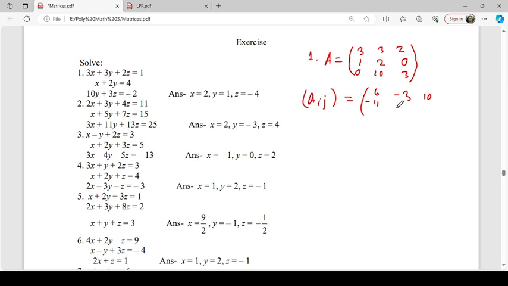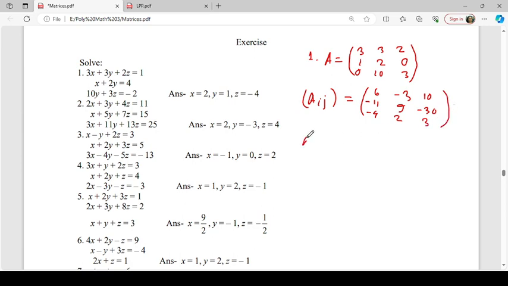Then cofactor of A22 is 9. Cofactor of A23 is 30, it will be minus 30. Then cofactor of A31 is 0 minus 4, it is minus 4. Cofactor of A32 is 0 minus 2, it is minus 2, it will be plus 2. Then cofactor of A33 is 6 minus 3, it is 3.